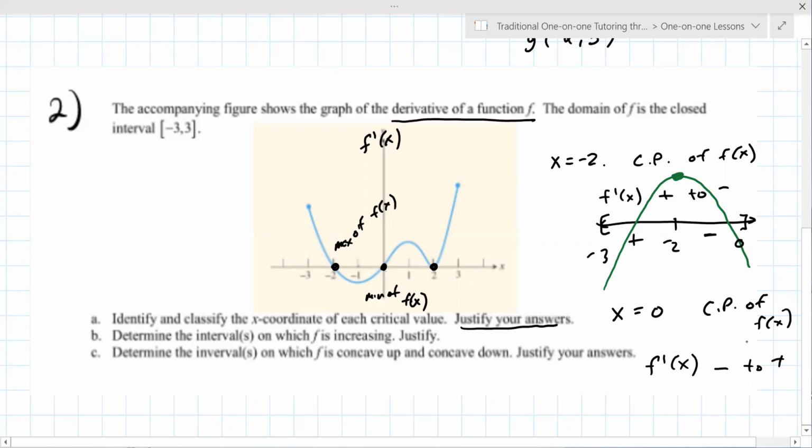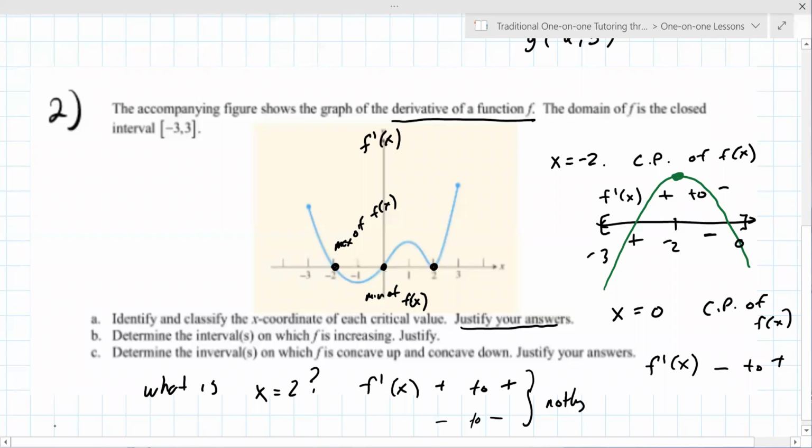Okay, so now we have to say, well, what is x equals 2? And I'm kind of leading you there because it's not the same as the other 2 points. It doesn't go from positive to negative or negative to positive. Exactly, it goes positive to positive. And the same could be true if it was negative to negative. It's nothing. So in terms of the original function, it's increasing and then it's still increasing. And it's nothing.